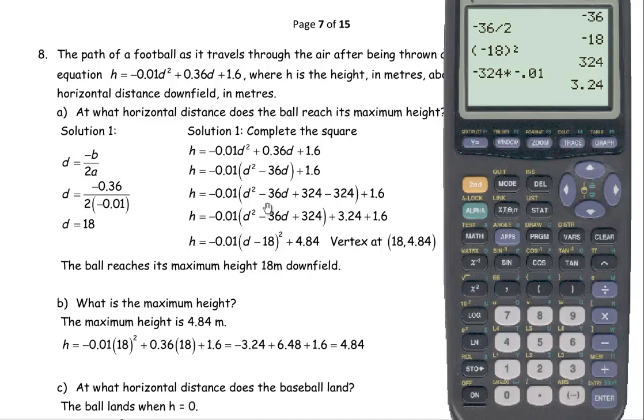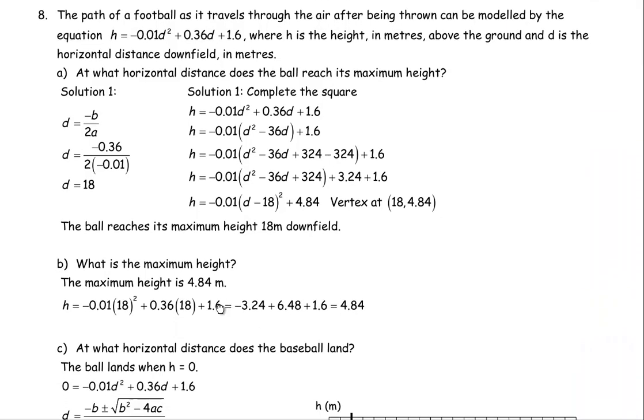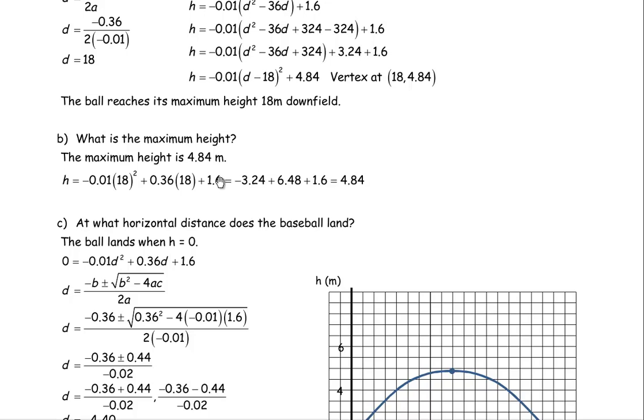Now, if you didn't do this method, you could still answer B, because once you get the 18, all you have to do is put the 18 in place of D to find out how high it is when it's 18 meters downfield. So we put 18 in place of D here and also here as well and evaluate that, and lo and behold, you get 4.84 meters again. So that's another way you could do question B here.